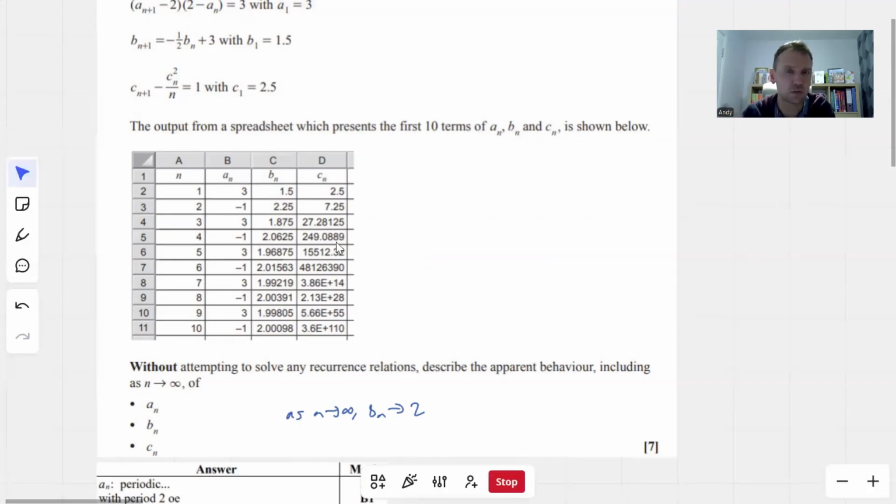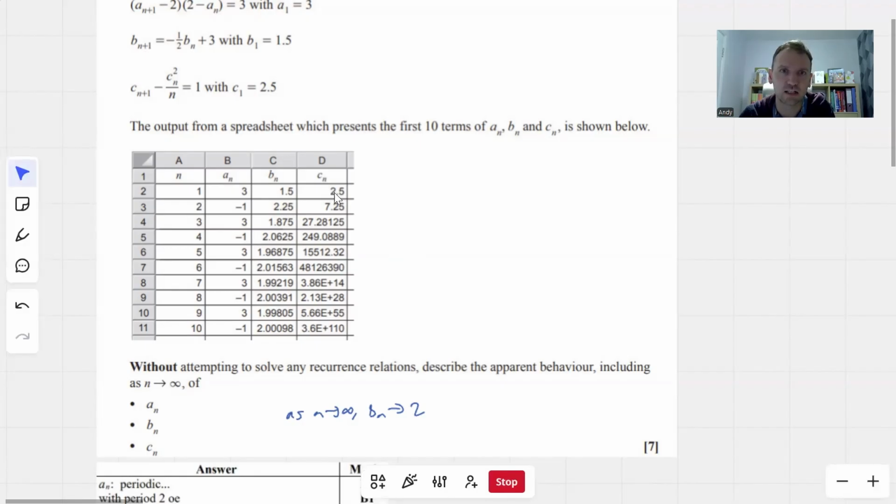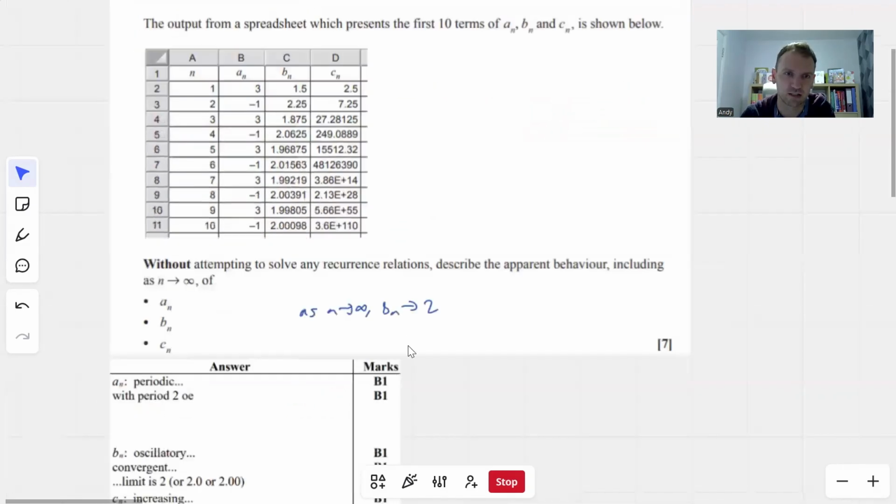And the second thing, which I've mentioned in passing there, is it's increasing, because we can have things that are divergent and oscillating. We can have things that are divergent and decreasing and go to negative infinity. So we want to make clear it's strictly increasing. Each term's bigger than the last one. That's what we want to get at, and that's the final mark here.